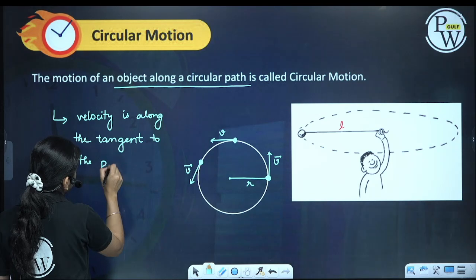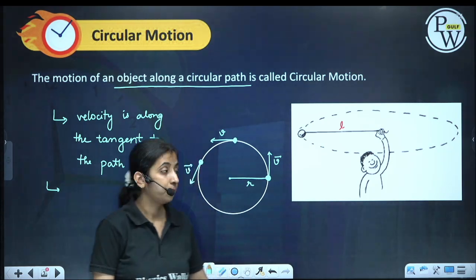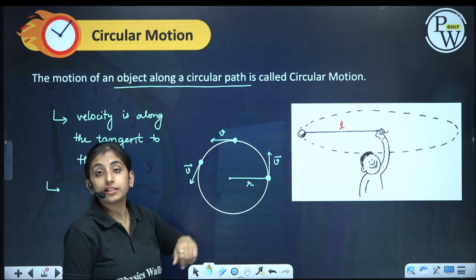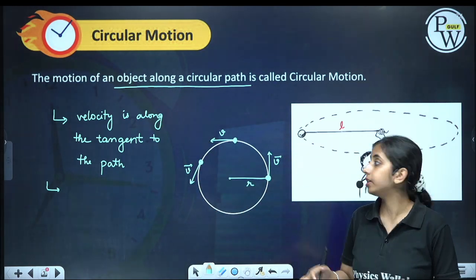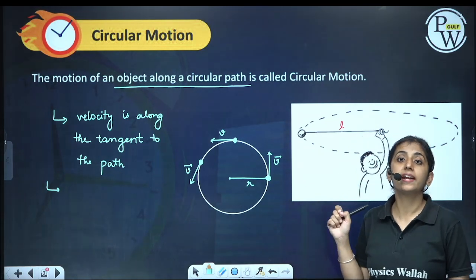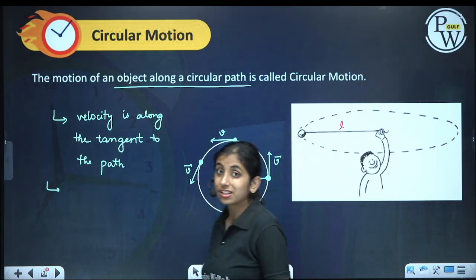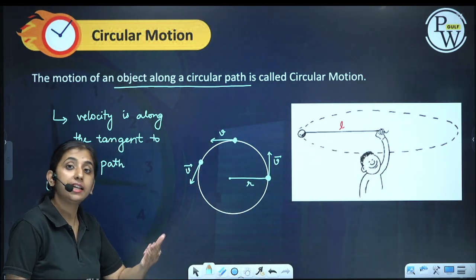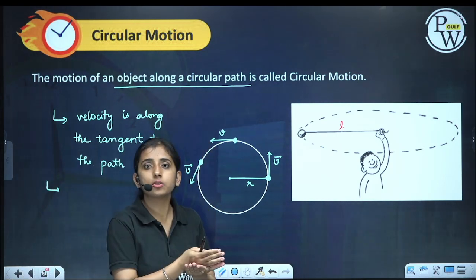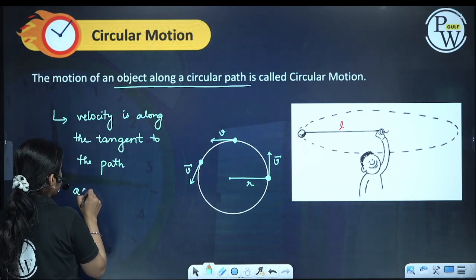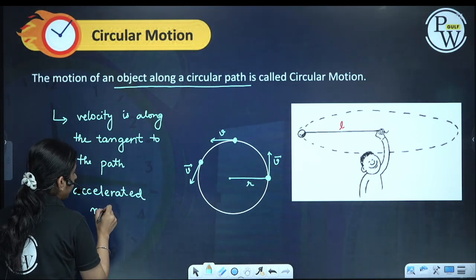Now is my circular motion an accelerated motion or not? See, velocity is changing its direction at every point. So whether the magnitude is changing or not, circular motion will always be an accelerated type of motion. Why? Because the direction of velocity is changing. Velocity is a vector, and either its magnitude or its direction is changing, so the motion will be accelerated only.